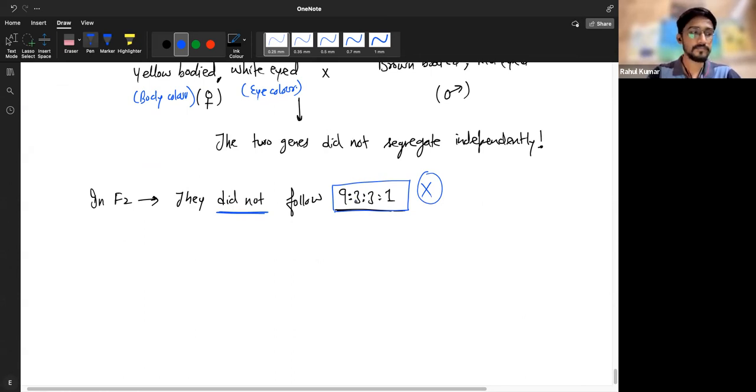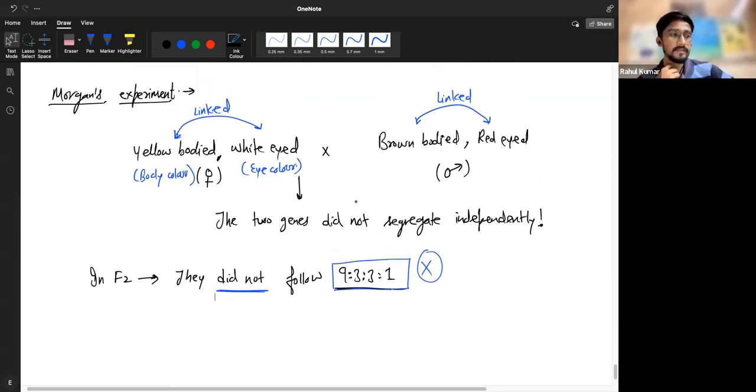So write down. Morgan stated that the higher proportion of parental gene combinations was due to the physical association or linkage between the two genes. Okay.